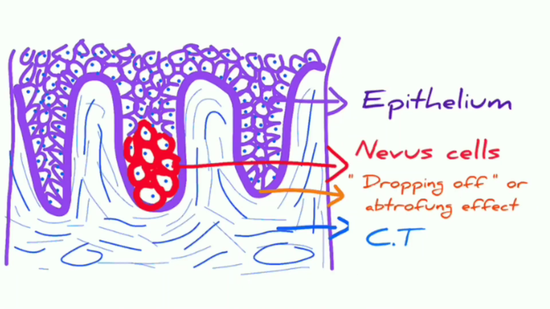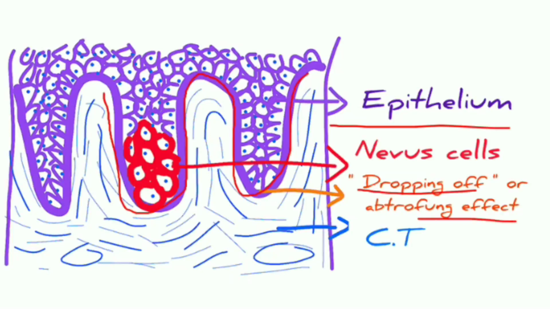So now let us understand with the help of this diagram. As you can see, this is epithelium which is very thin and it is growing into the connective tissue, crossing the junction. So it is typically giving the dropping off or the atrophy effect. Here you can see the nevus cells present within the epithelium. There is no demarcation between the nevus cells and the epithelium, and below there is connective tissue. So this is our typical diagram for junctional nevus.